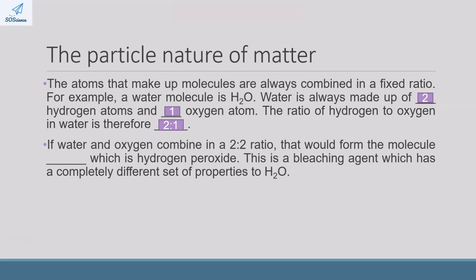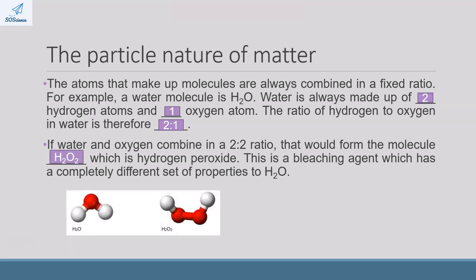Now, if hydrogen and oxygen instead combined in a 2 to 2 ratio, what molecule would that form? Would that form water? Absolutely not. It would form H2O2, which is hydrogen peroxide. It is a bleaching agent, and it has a completely different set of properties to H2O. So what we need to understand is that for any given molecule, the atoms always combine in a fixed ratio to form that particular molecule. So here we've got a molecule of H2O, and here we've got H2O2, completely different substances.